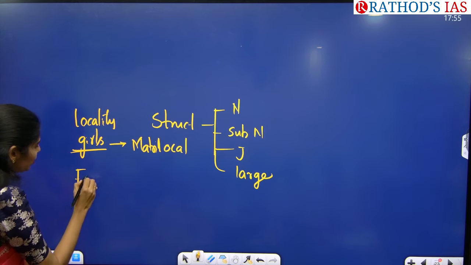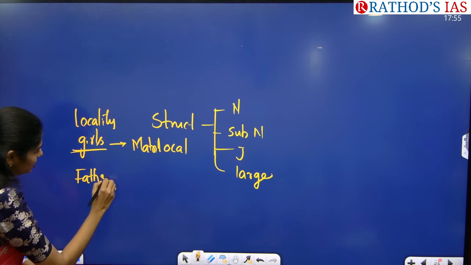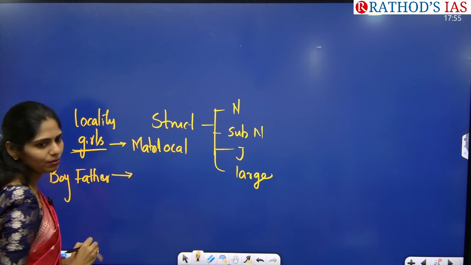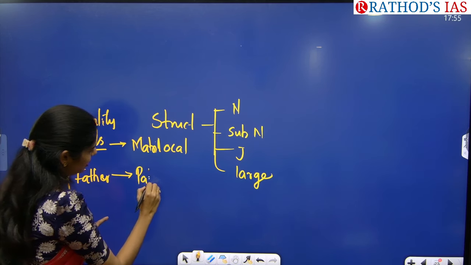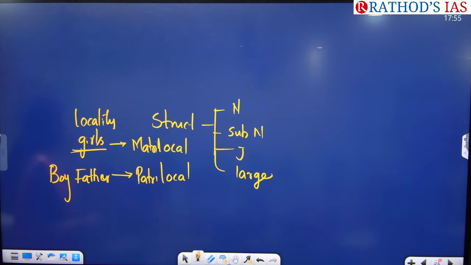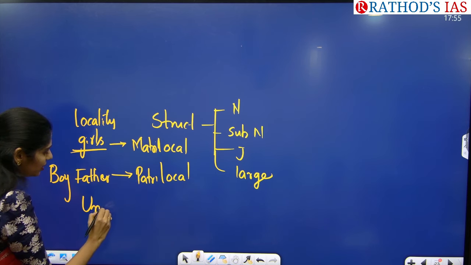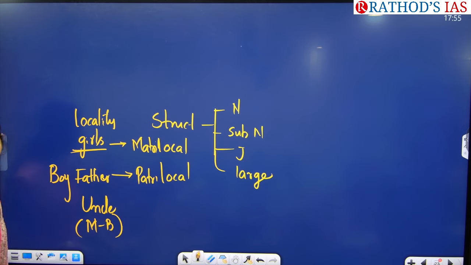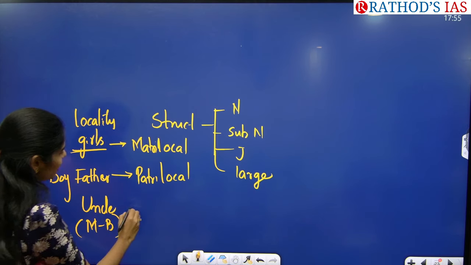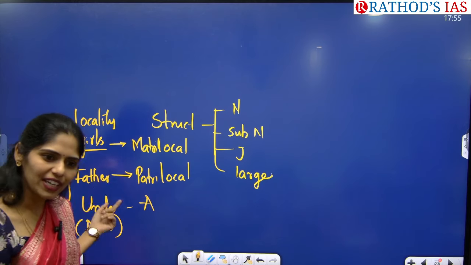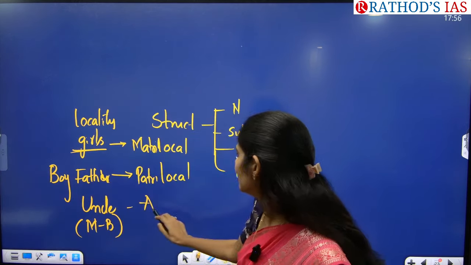After marriage, if you are staying with the boy's father's family, what is that called? Patrilocal. There are some communities where after marriage people live with their uncle. Uncle is nothing but the mother's brother, and that is his residence. It is very rare. That is called avunculocal. So like that, based on residence, we have different types of families.